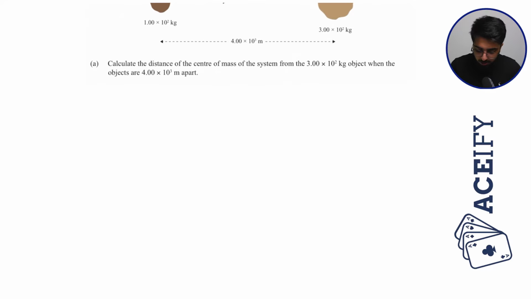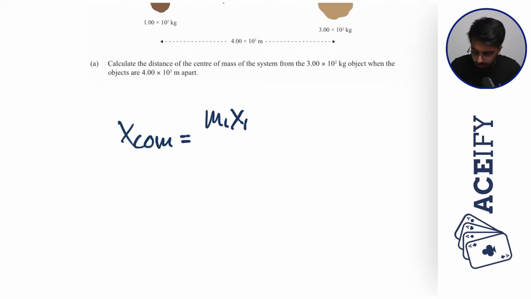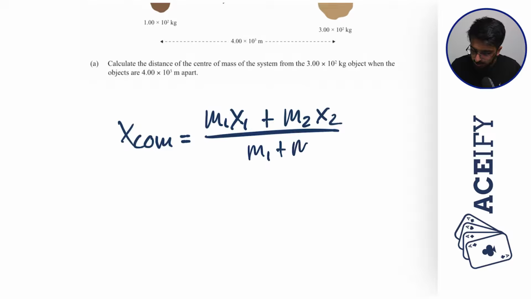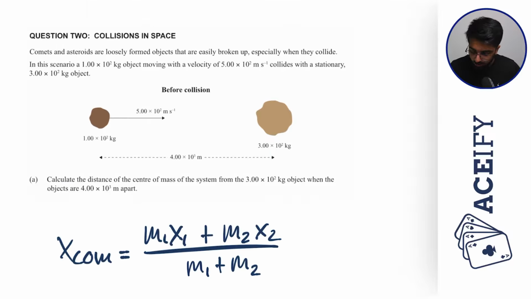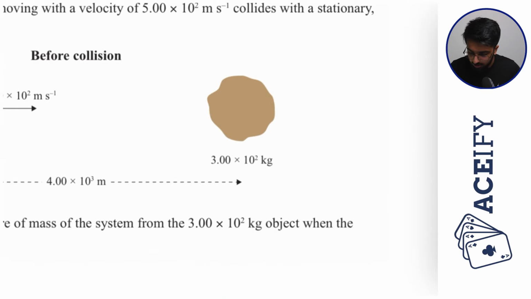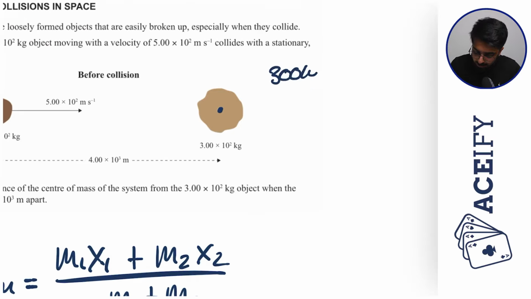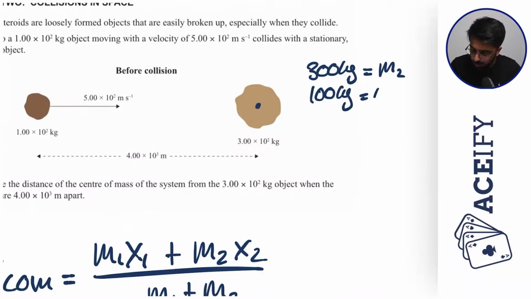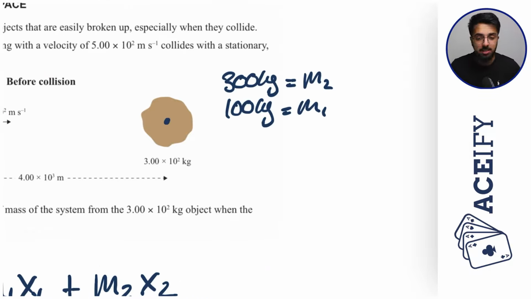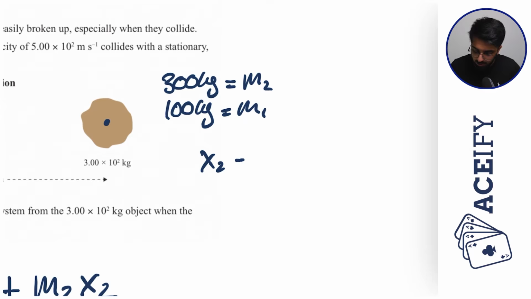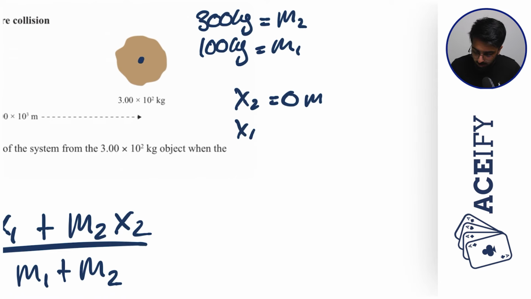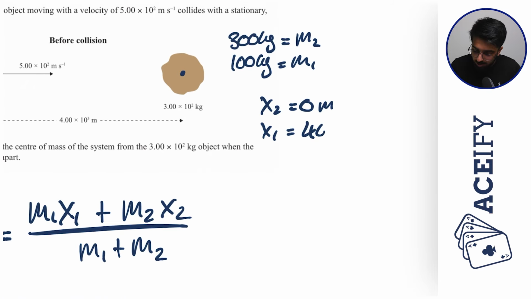We know our equation for center of mass is x center of mass is equal to m1x1 plus m2x2 all over m1 plus m2. Now we are calculating the distance from our 300 kg mass, and so we can set this as our reference point, and let's say our 300 kg mass is equal to m2 and our 100 kg mass is equal to m1. As our reference point is the 300 kg mass, our x2 is going to be 0 meters, and our x1 is going to be 4,000 meters.